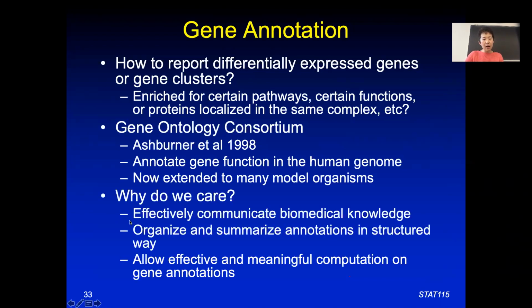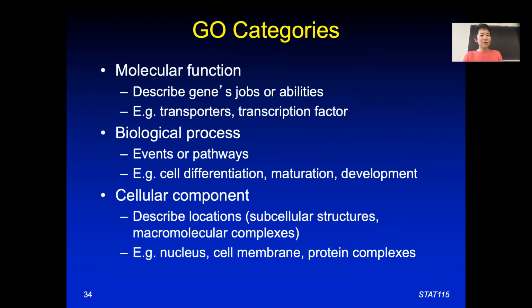Yeah, so why do we care? We want to effectively communicate biological knowledge, right? We also want to organize and summarize annotations in a structured way. Especially, we want the computer, an algorithm, to understand the gene names or the gene meaning so that they can do calculations on this and annotations on those clusters. So you can see gene ontology is created by biologists for biologists. It's a very simple way.